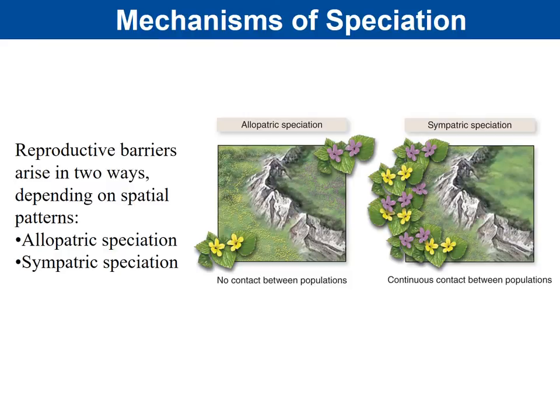So when we talk about the mechanisms for speciation, these reproductive barriers arise in two ways, depending on spatial patterns. Allopatric speciation is where you don't get contact between the two populations. Because of their reproductive isolation, they have acquired changes that allow them to no longer breed with one another. Sympatric speciation means that they're in the same geographical area. They're not geographically isolated, yet there's some reason that they have formed two new species. And we'll talk about some examples of both types.